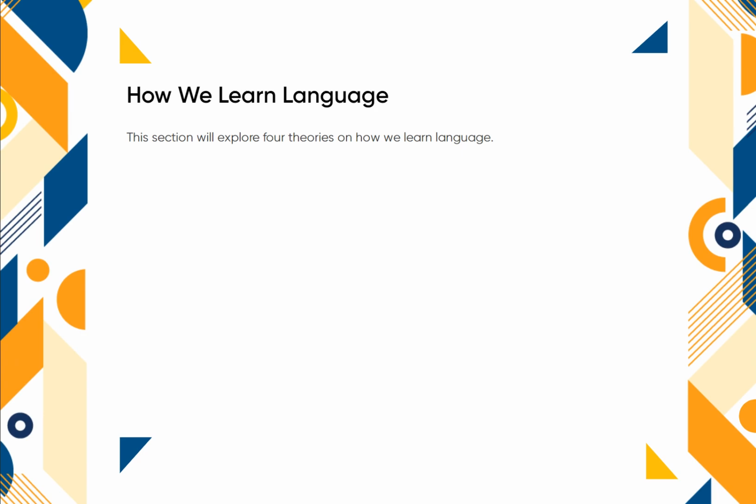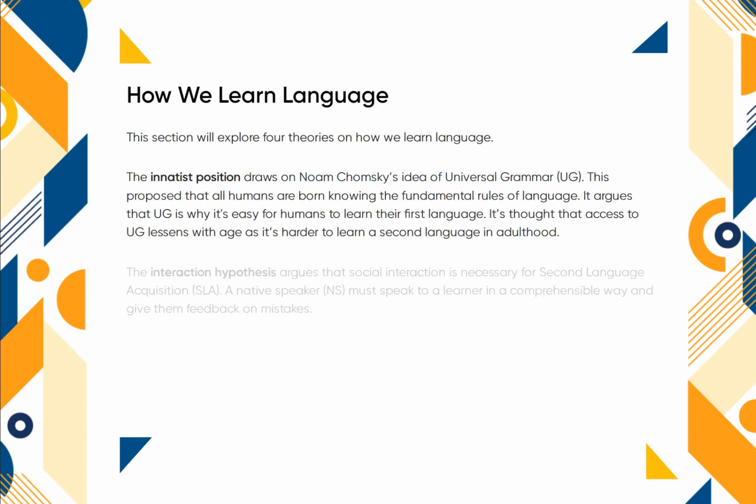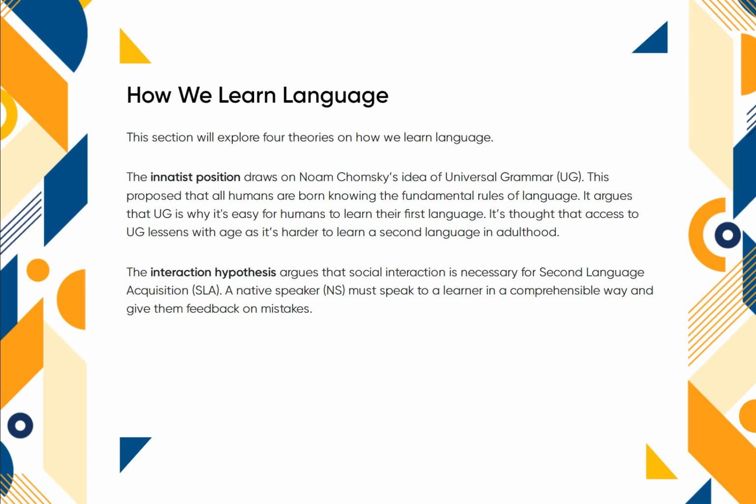How we learn language. This section will explore 4 theories on how we learn language. The innatist position draws on Noam Chomsky's idea of universal grammar, UG. This proposed that all humans are born knowing the fundamental rules of language. It argues that UG is why it's easy for humans to learn their first language. It's thought that access to UG lessens with age as it's harder to learn a second language in adulthood.